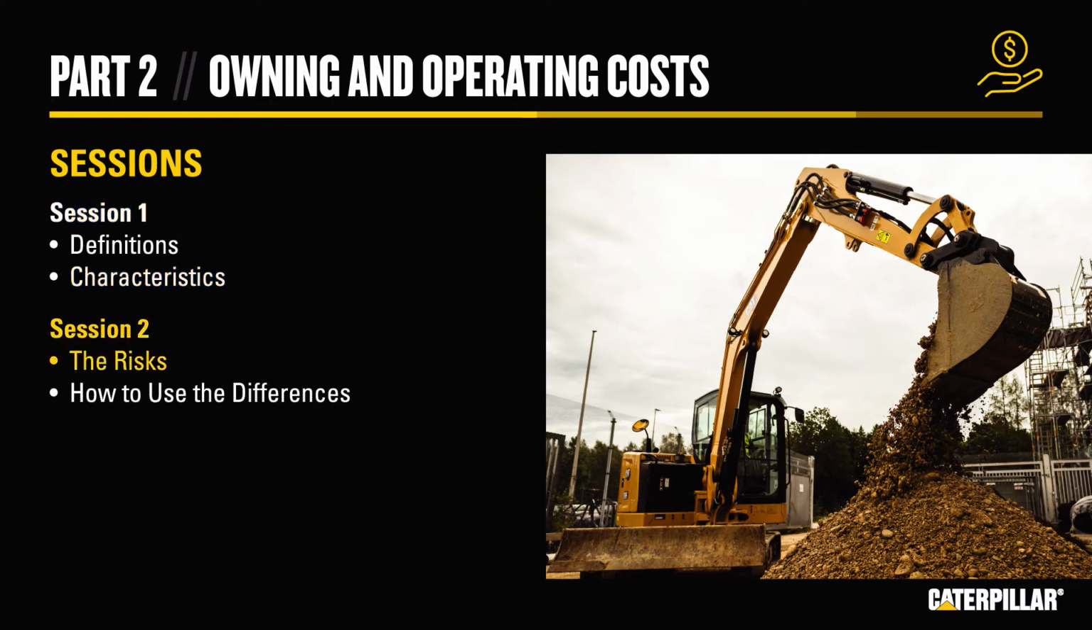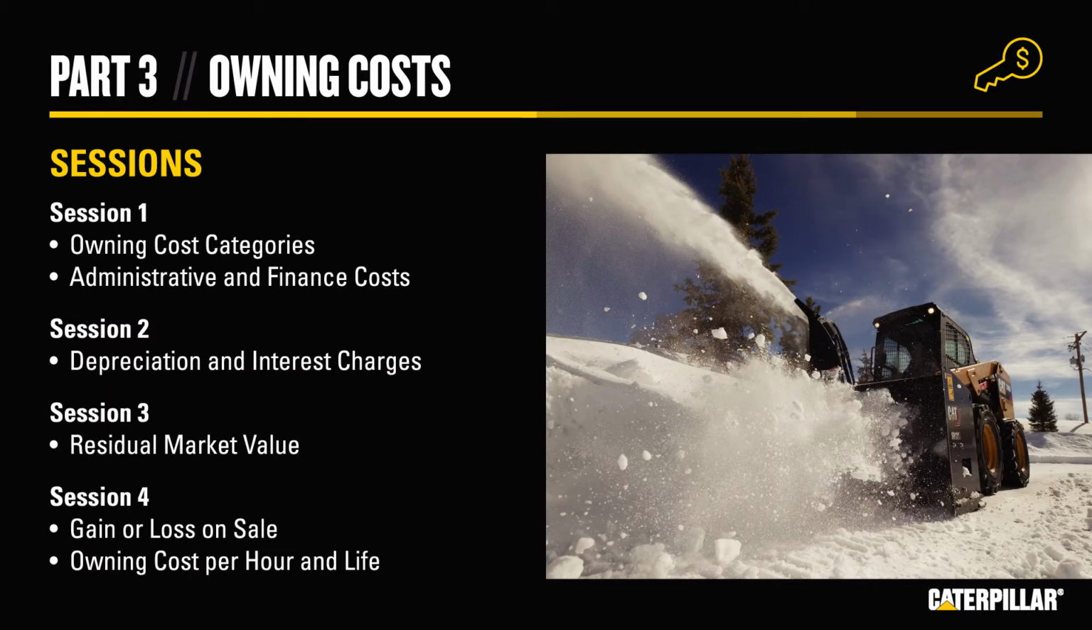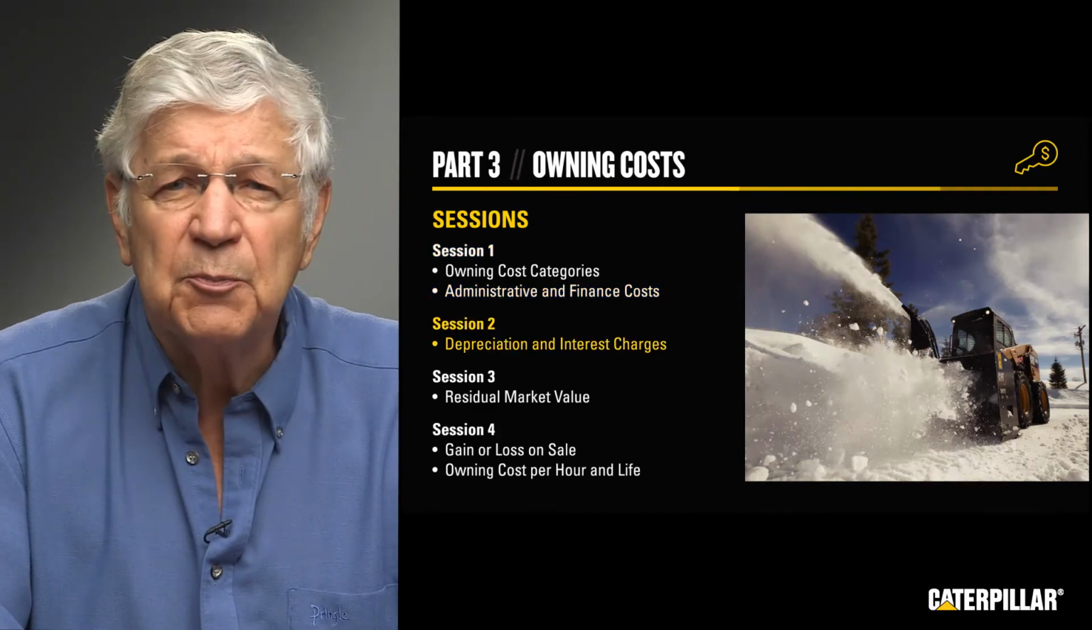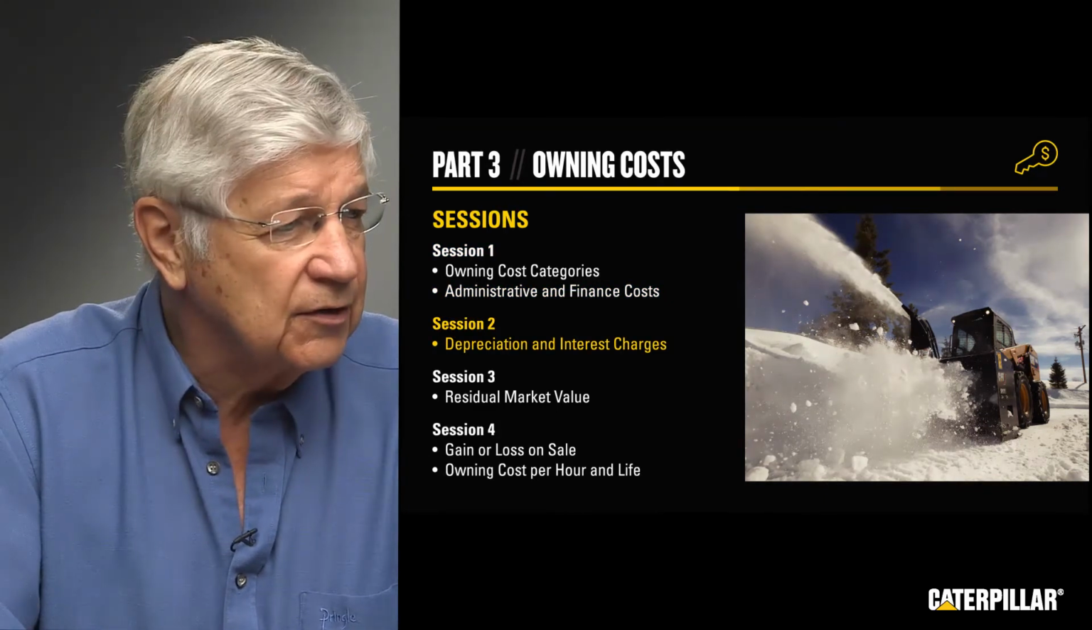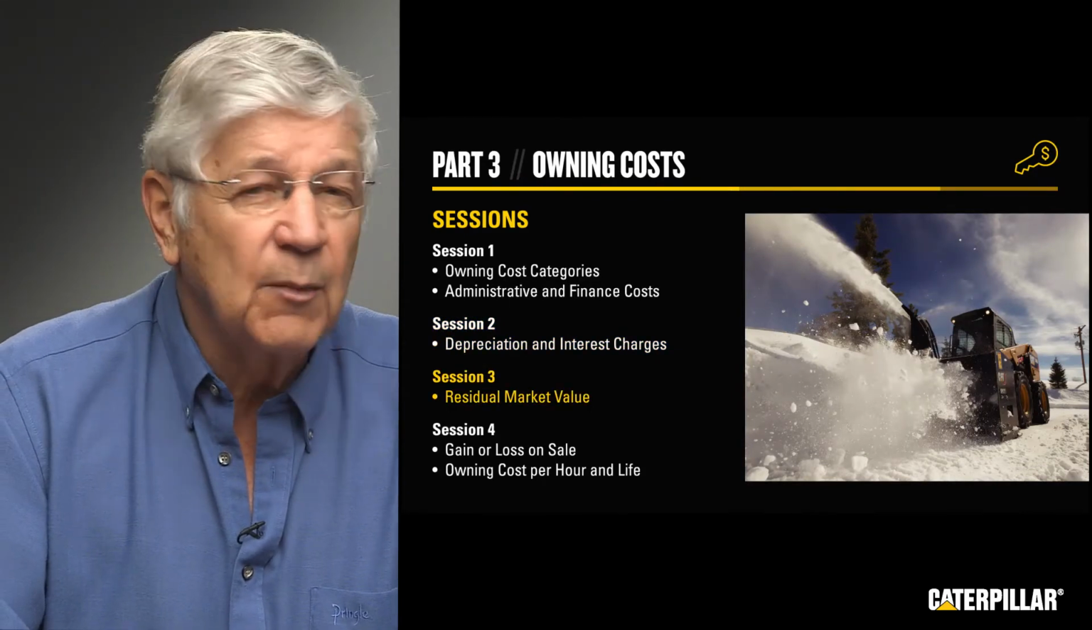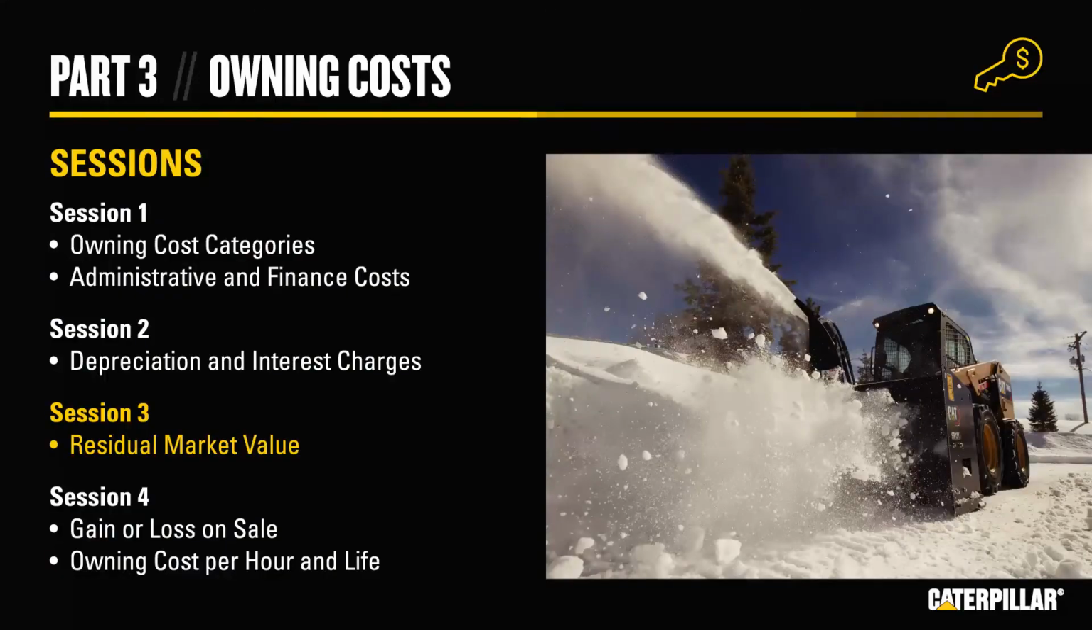In session 2, I spoke about the risks involved with the management of owning and operating cost, and I spoke about how to use those differences in the management of cost and in the management of life. In part 3, I focused very specifically on owning costs, the owning cost categories themselves, and then I looked at the administrative and finance costs of owning a fleet, at the depreciation and interest charges associated with owning a fleet, discussed the topic of residual market value in session 3, and in session 4, two very interesting topics: the gain or loss on sale and what happens to the owning cost per hour through the life of the machine.